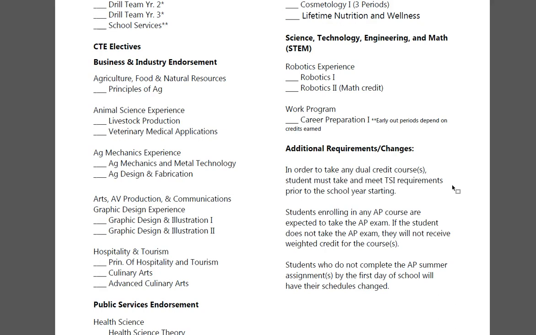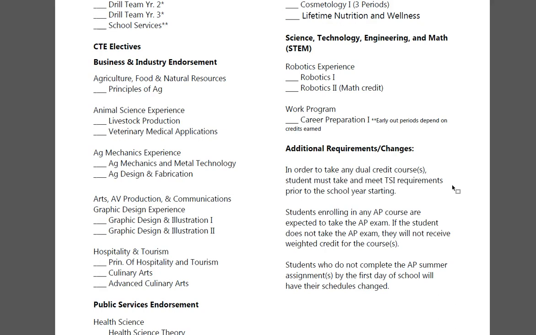Next year, with us starting a little bit later, dual credit classes will start a week to a week and a half before our school year starts. So that's something else to be aware of in planning whether you're going to take an AP class, an on-level class, or a dual credit class.